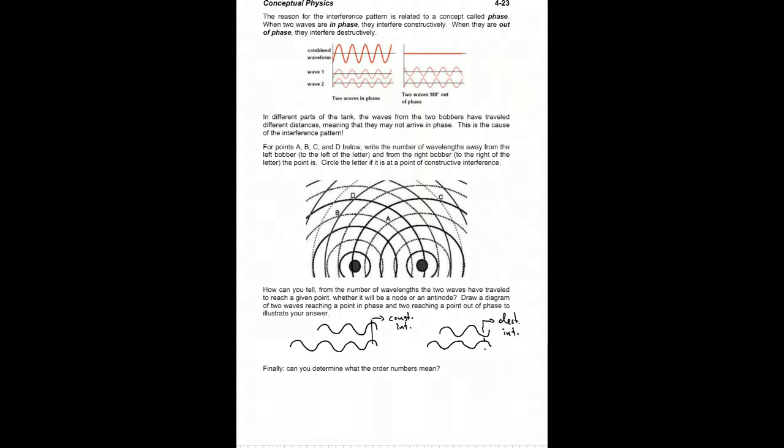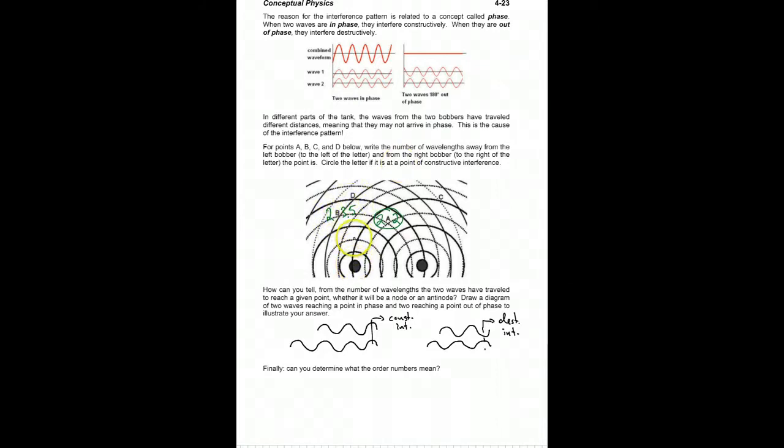First we're going to look at the number of wavelengths away from each bobber each of these 4 points are. So I have peaks in the dotted and troughs in the solid, so if I start at the bobber, that's a half a wavelength, now 1 full wavelength, 1.5. Point A is 2 wavelengths from the left. Maybe switch to green here. And from the right, half, 1, 1.5, 2 wavelengths. And this is 2 peaks adding together, so this is a point of constructive interference. Point B is 2 wavelengths from the left, and 3.5 wavelengths from the right. It is a point of destructive interference because we have a peak and a trough.